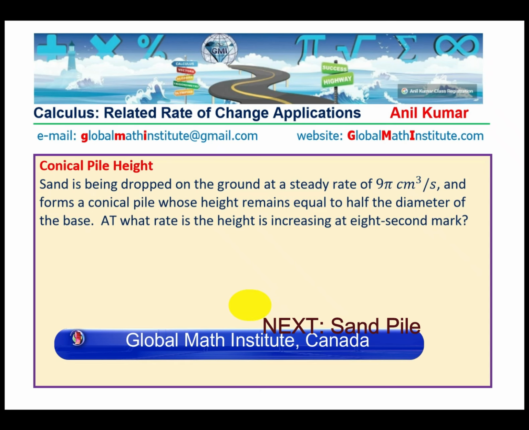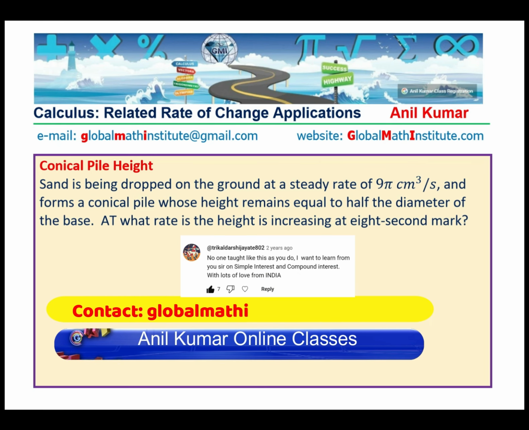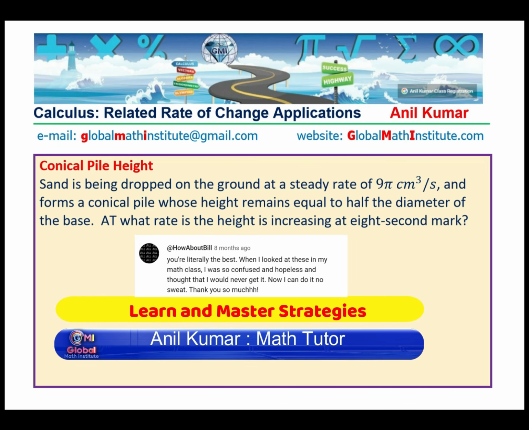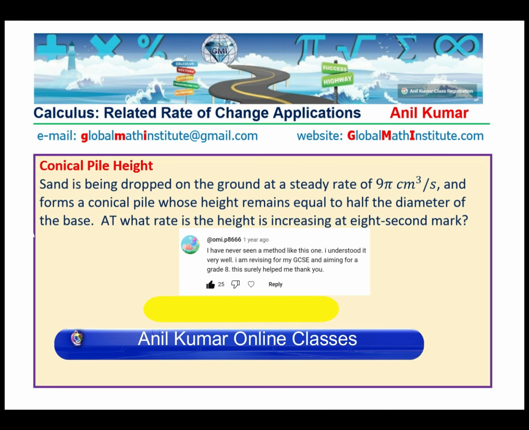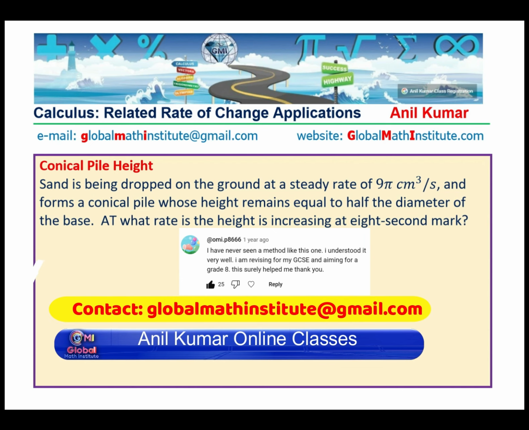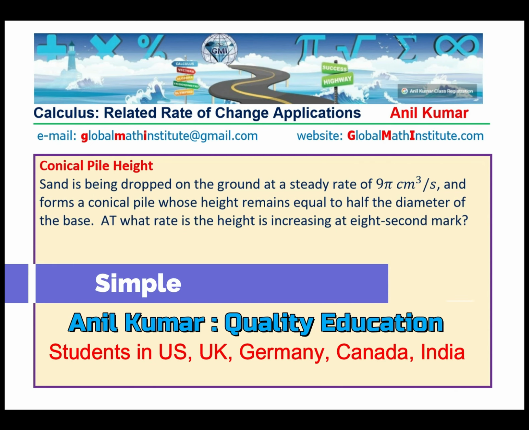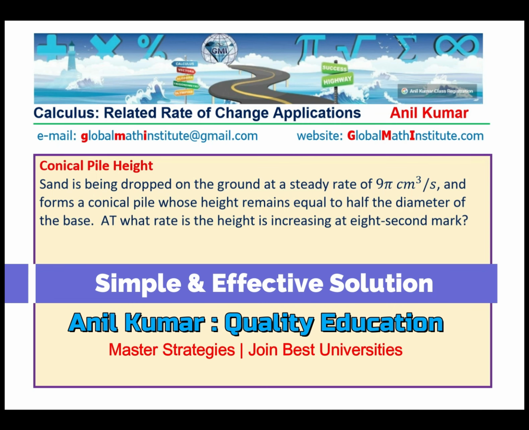That should help. Here we'll discuss how do we work when we have a conical pile of sand. Sand is being dropped on the ground at a steady rate of 9 pi centimeter cube per second and forms a conical pile whose height remains equal to half the diameter of the base. At what rate is the height increasing at the 8-second mark?